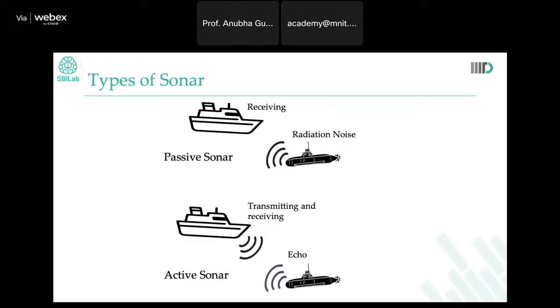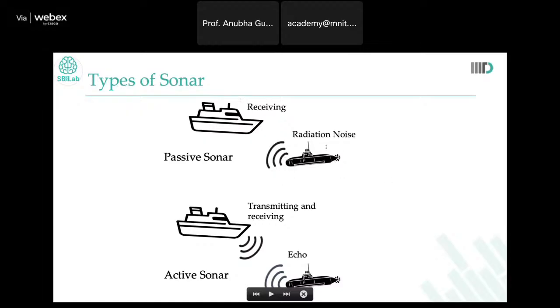Now, there are two major types of sonar that we talk about. One is the passive sonar and another is the active sonar. So passive sonar means that you're not transmitting any pulse, but you're only hearing. So here the ship is only hearing, the devices on the ship are only hearing.